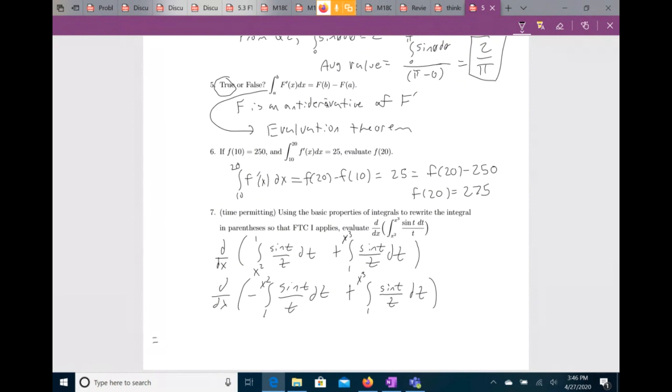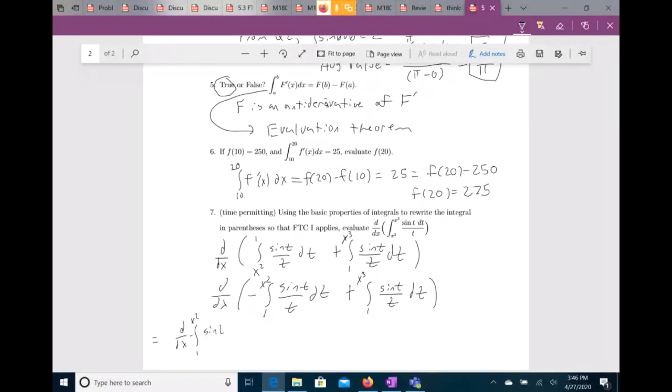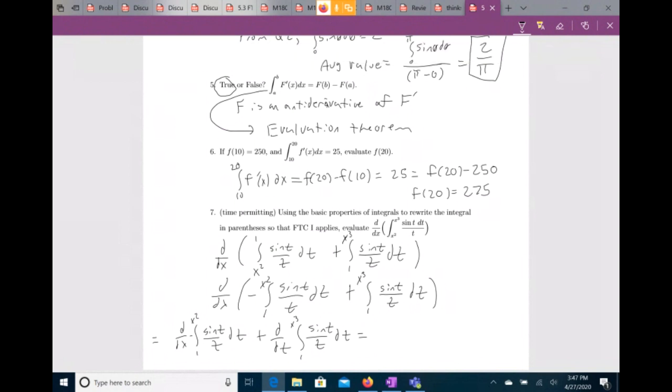Then you can split up the derivative as well, so you're taking the derivative of each of these terms separately. For each of these, you just plug in x squared or x cubed for t, and then multiply by the derivative of either x squared or x cubed. So I'll plug in x squared, and I'll get negative sine of x squared over x squared times 2x, plus sine of x cubed over x cubed times 3x squared.